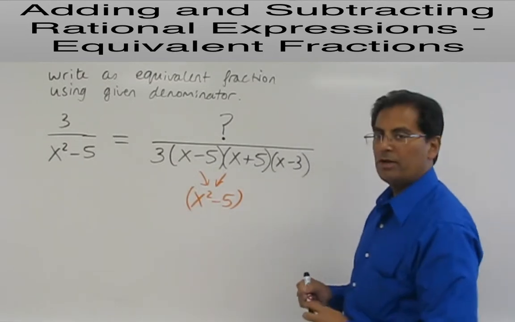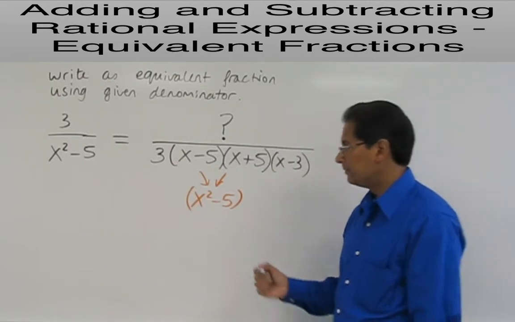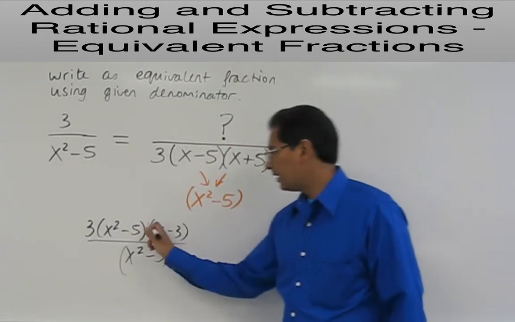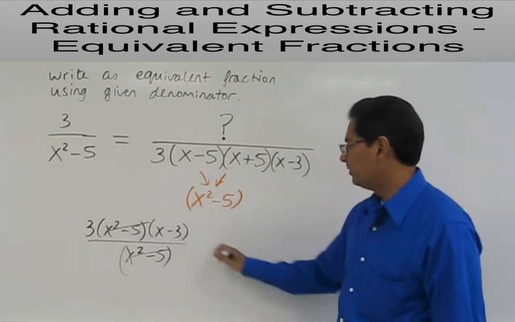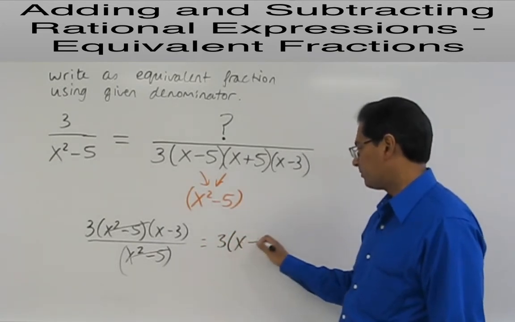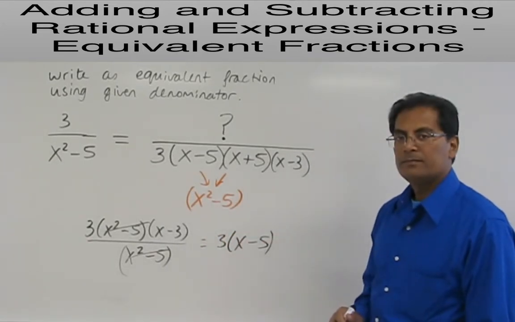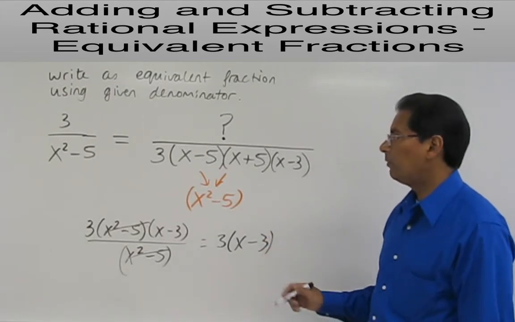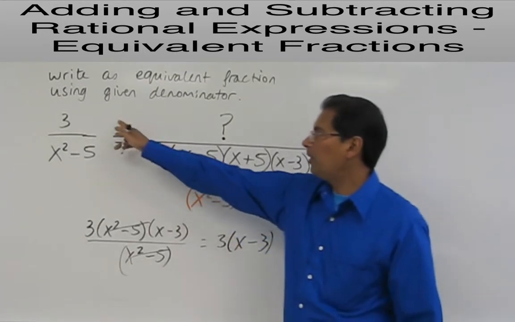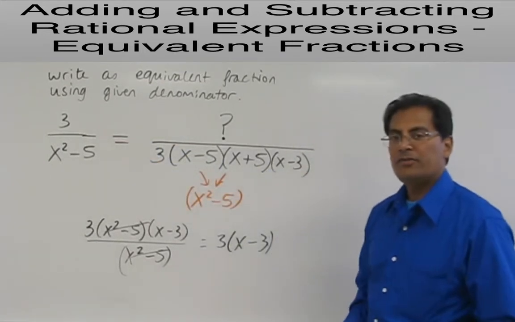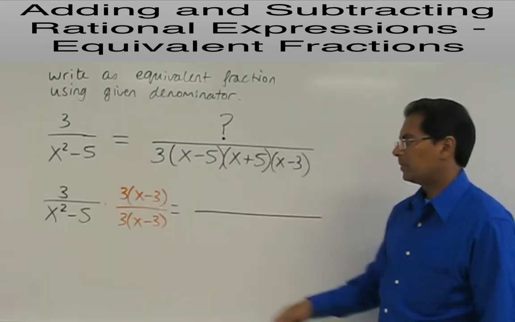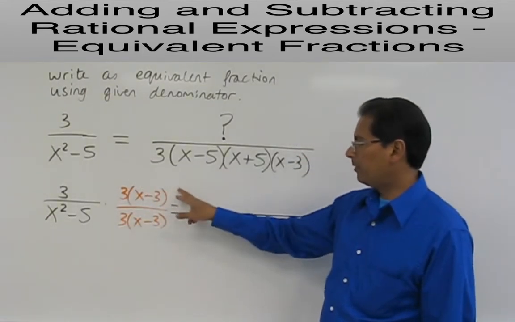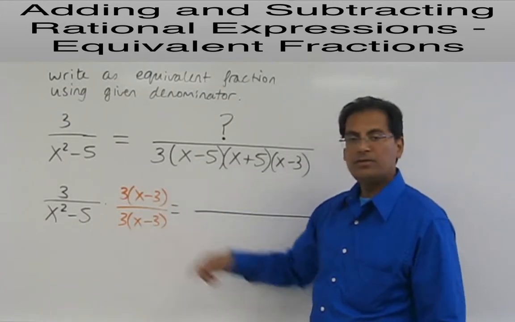In other words, on your scratch paper, you're doing something like this. You're doing this division, and you're seeing that these two cancel, so we get 3 times x minus 3. So 3 times x minus 3 is what we want to multiply both top and bottom of our expression by. So let's do that. So we have our 3 over x squared minus 5, and we're going to multiply both top and bottom by this 3 times x minus 3.